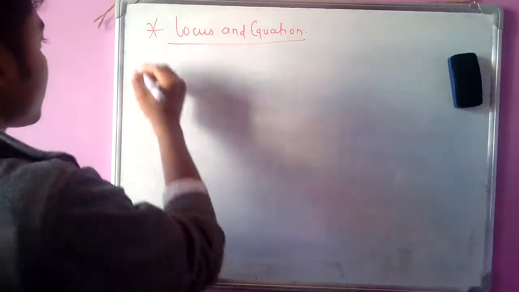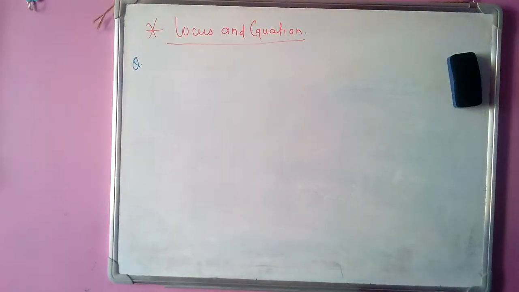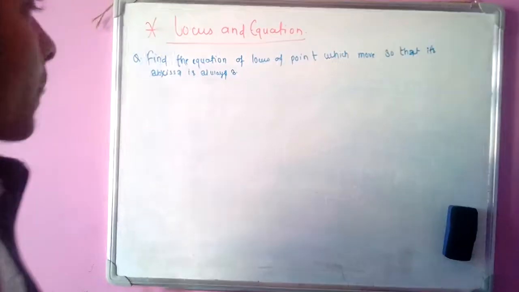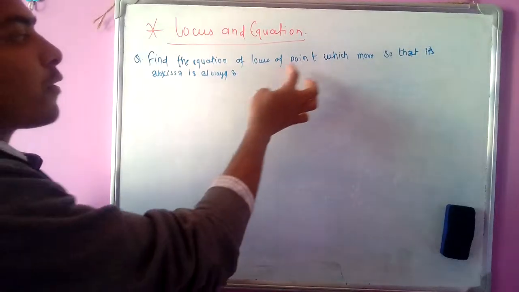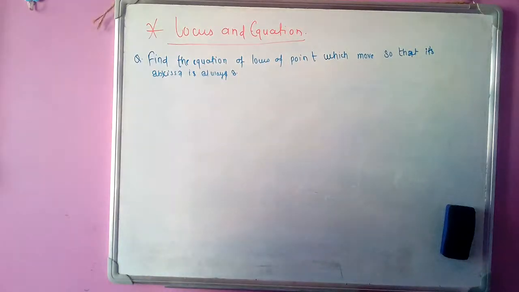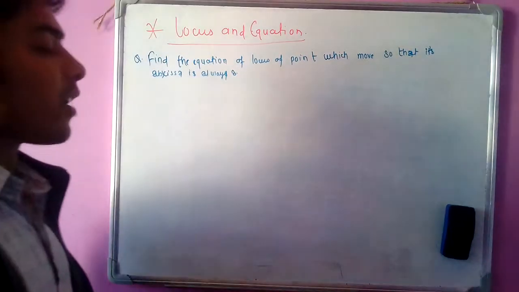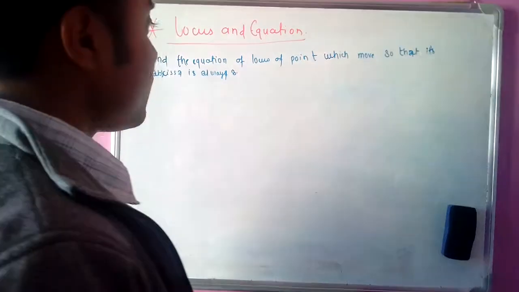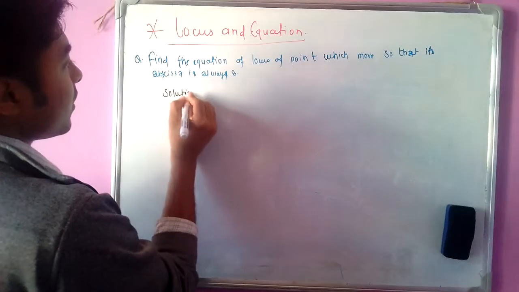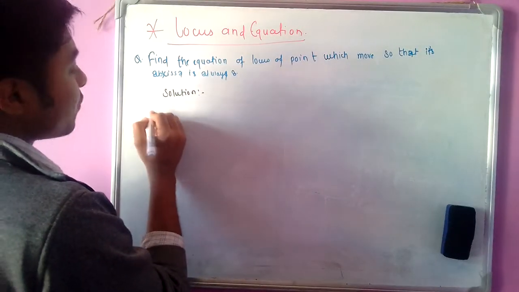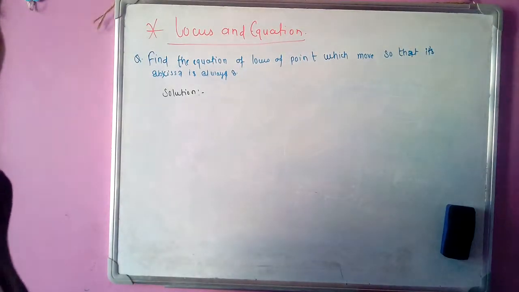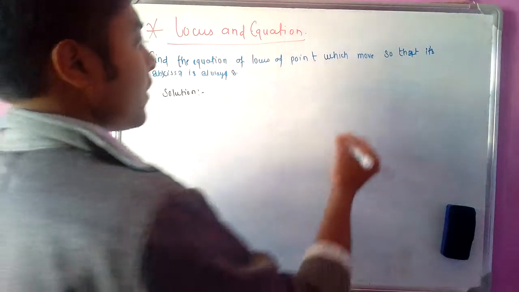Question: find the equation of the locus of a point which moves so that its abscissa is always 3. This is a question related to finding the equation. Now we will discuss the solution. We have to find the equation of the locus. Locus is a path, we know that, and we have to find the equation of that path.